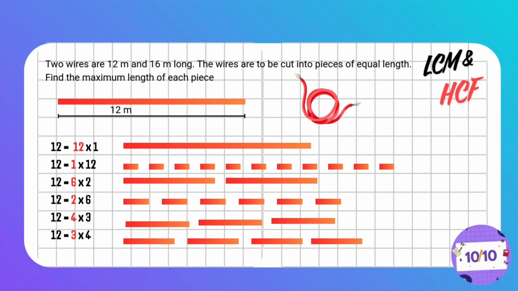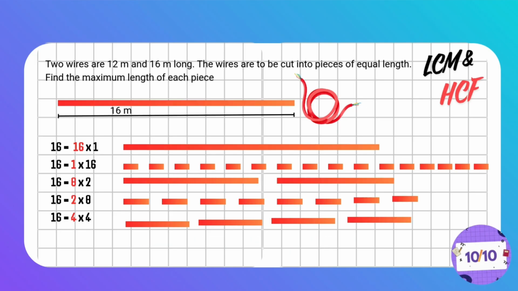We have the 12-meter wire as one piece, then 1-meter pieces, then the 12-meter wire divided into 2, which means 2 pieces of 6 meters each, then 6 pieces of 2-meter length, then 3 pieces of 4 meters, and then 4 pieces of 3 meters. These are the situations. Similarly we have such situations for 16, but not so many, since 12 has more factors than 16. What are the factors of 16? 16, 1, 2, 4, 8. These are the factors of 16. So let's see what the answer is.